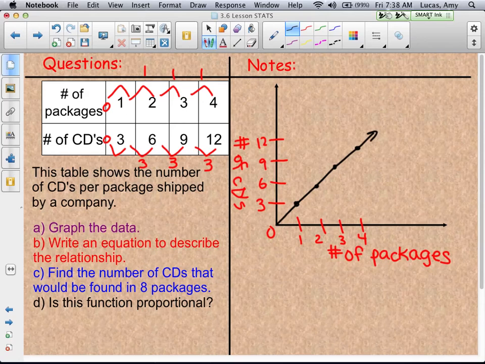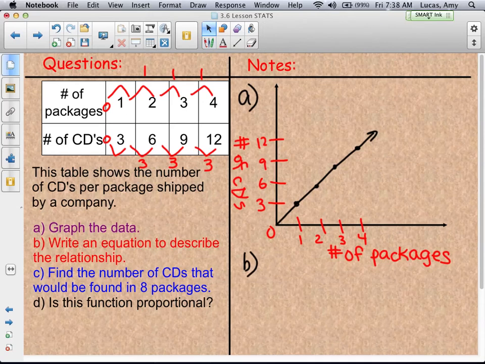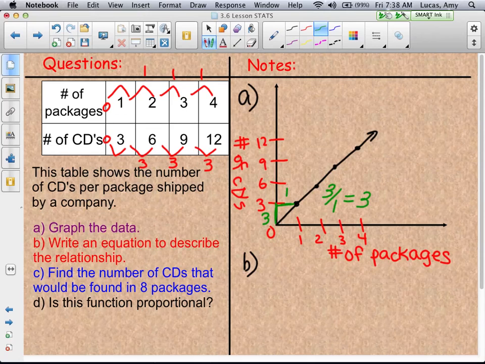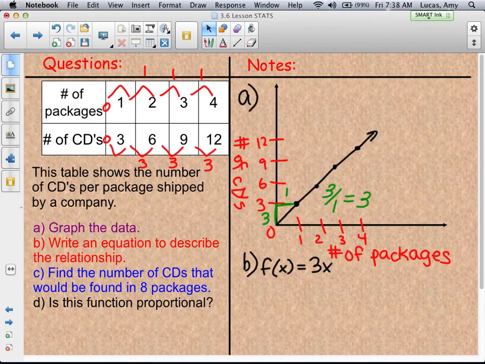So my line definitely goes through 0, 0. My equation here. My rise is 3, run is 1. So 3 over 1 is 3 for the slope of my line. So f of x equals 3x. I don't have an intercept because it goes through 0, 0. Well, I shouldn't say I don't have an intercept. I've got one, but it's a 0. So I don't have to write it in my equation.